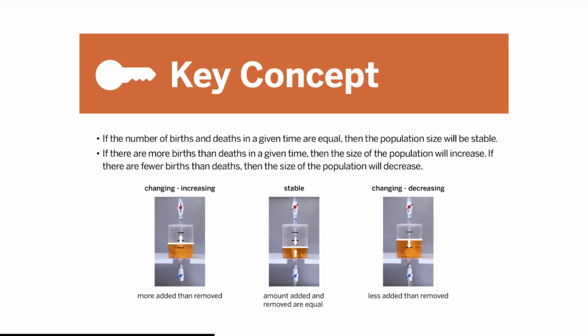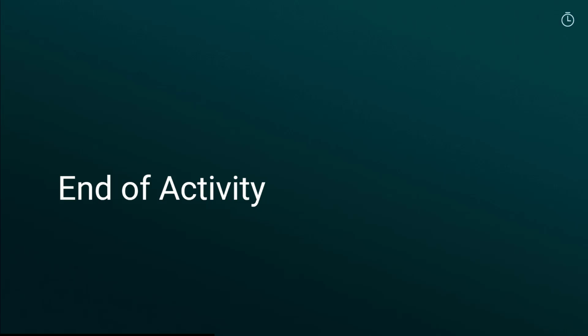The video used the example of liquid in a container to show that for a system to be stable, the amount of something being added to it needs to be equal to the amount being taken away. Similarly, we learned in the token model that if births and deaths are equal during a certain time range, the population will stay the same or stable. If births or deaths change, then the balance is disrupted and the population will change. If there are more births than deaths, then the population will increase. If there are fewer births than deaths, then the population will decrease. End of activity.